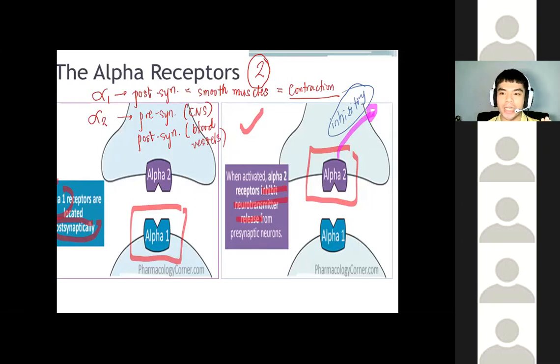Hindi ba pag napigilan ang labas, mababa ang sa cleft? Pag mababa ang makikita sa cleft, what do you think? Lesser ba ang available for binding? Yes. Kaya siya inhibitory. Very good. Siya yung pang-control. So that is for presynaptic alpha-2 receptors.